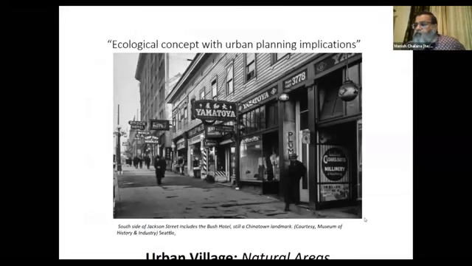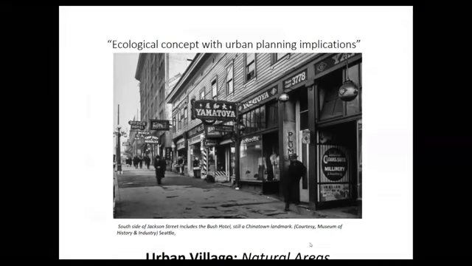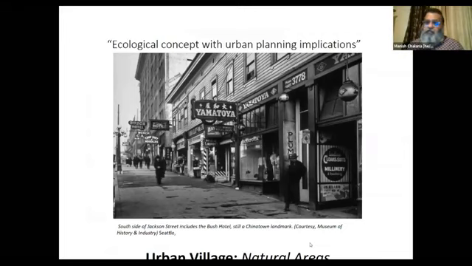Very quickly, the concept of urban villages comes from what we call, I don't know if I can write on this, an ecological concept of natural areas, which has urban planning implications. This is how scholars who study neighborhoods say traditional neighborhoods have been understood as natural areas, which means they're understood as unplanned, organic settlements, distinct cultural areas with their own complex institutions, customs, beliefs, traditions, and such. And there's a lot of theory of natural areas.